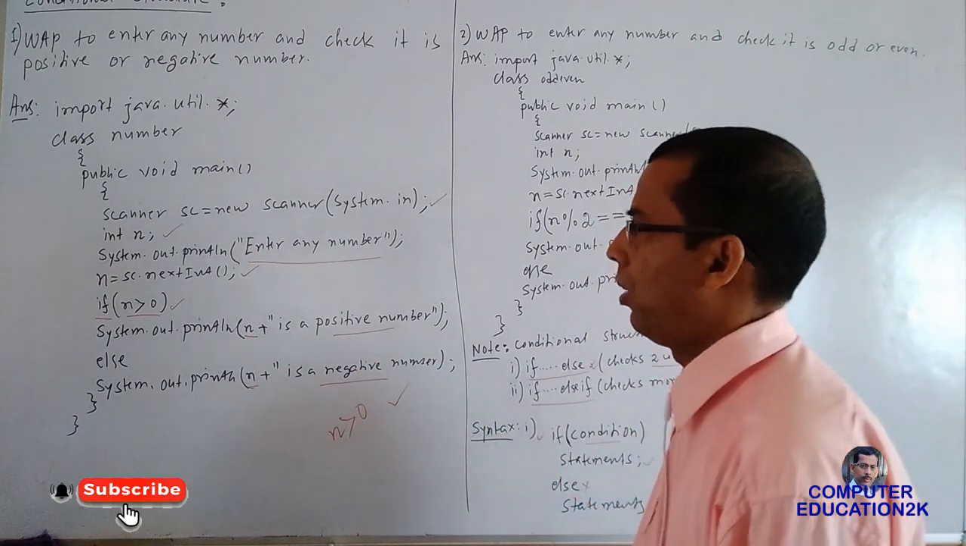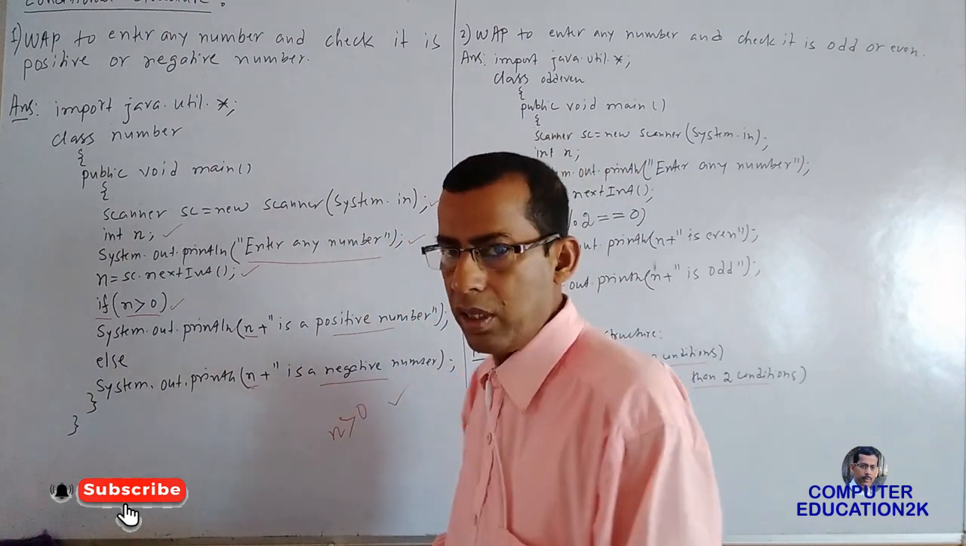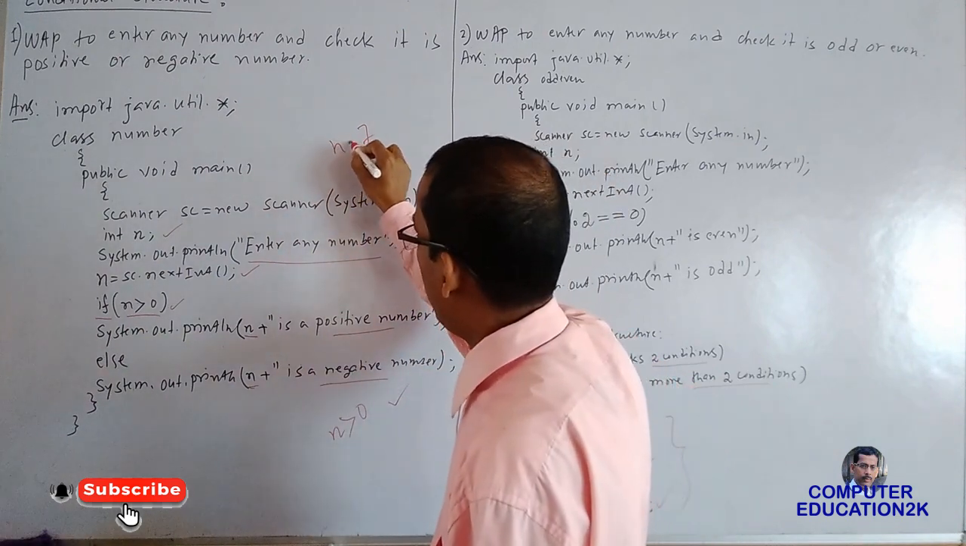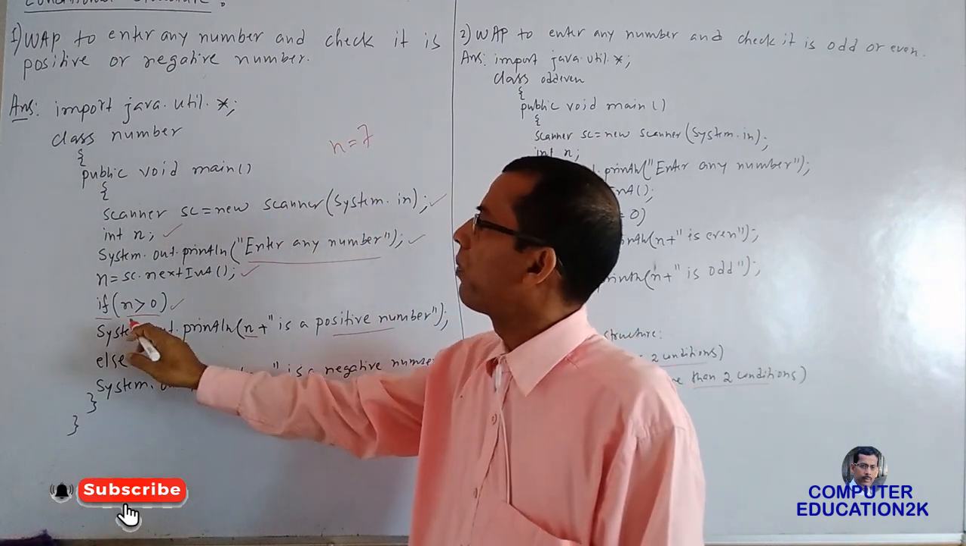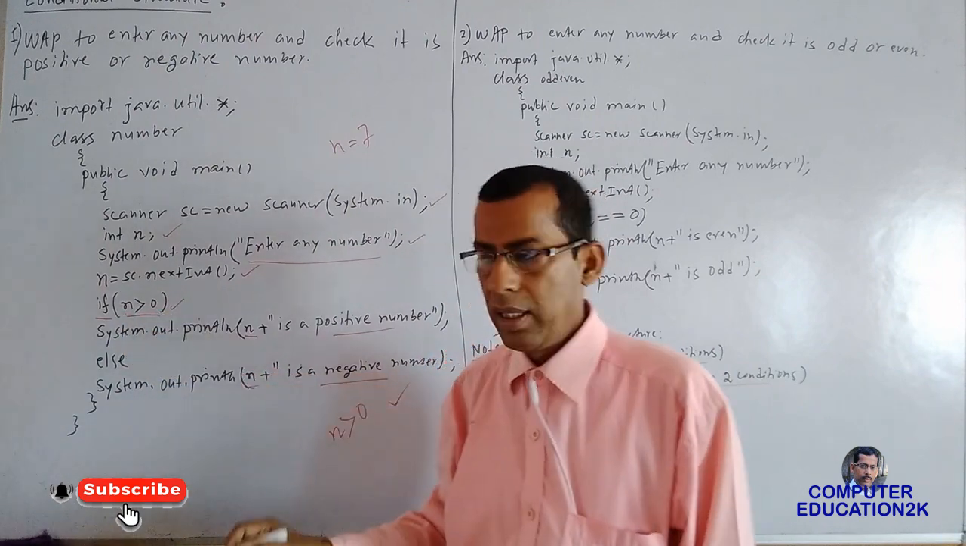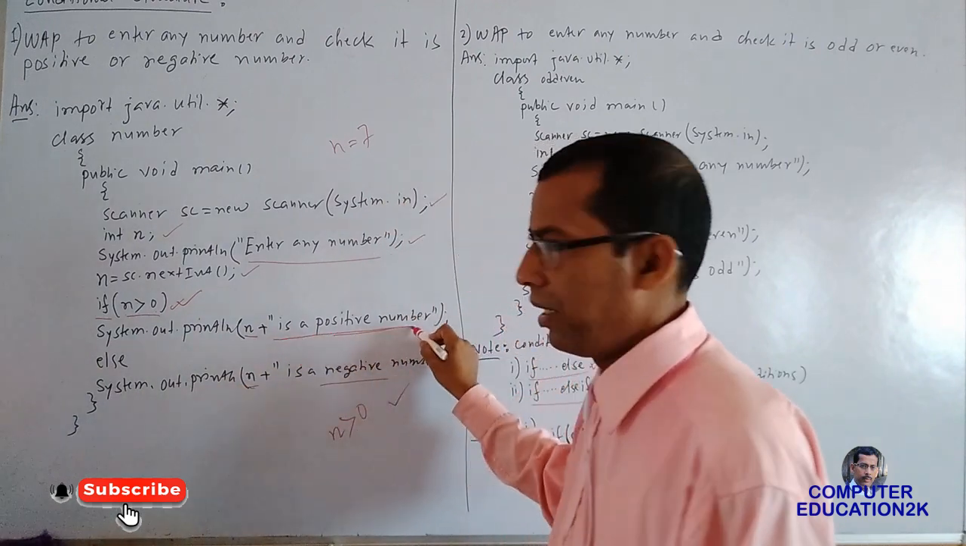Very simple. Okay. Now suppose the computer will ask you to enter any number. Suppose I have entered 7. That means n will become 7. So here see, n is how much? 7. So 7 greater than 0. Yes, this condition is true, and the computer will display this line.